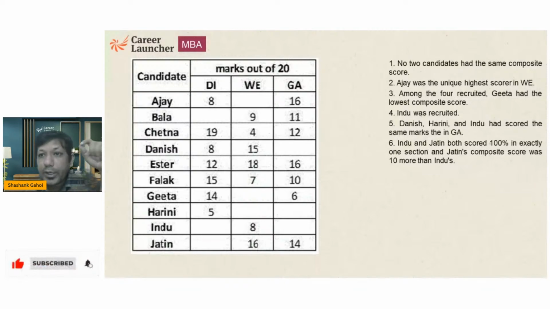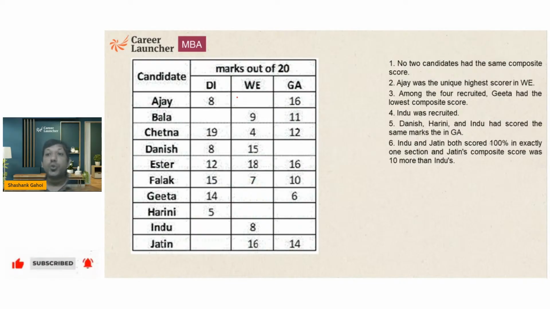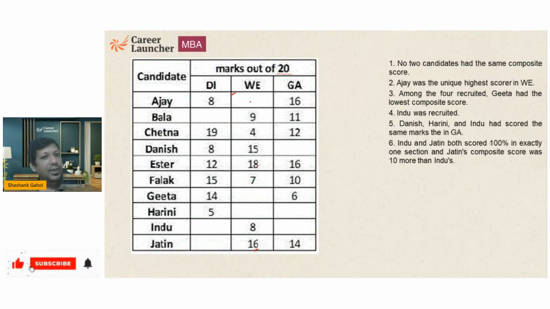अब यहाँ पे पहला पॉइंट ये है, no candidates have the same composite score. मतलब सबका कंपोजिट स्कोर अलग है. Ajay was the unique highest scorer in WE. So in WE, Ajay got the highest score, and unique highest means अजय से ज्यादा स्कोर किसी का भी नहीं है. ठीक है. Now the maximum marks are 20. So I might think Ajay is getting 20 marks, but the thing is unique highest means this is 16 marks, this is 18 marks. So Ajay का स्कोर तो 19 भी हो सकता है. Ajay can score either 19 or 20. But what is it? I don't know. It can be 19, it can be 20. Both the values are possible.